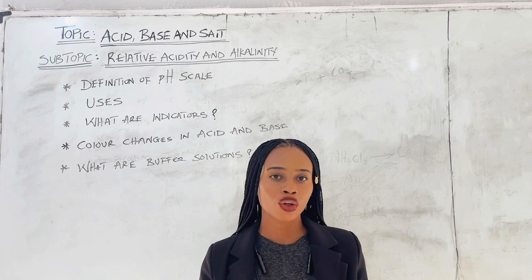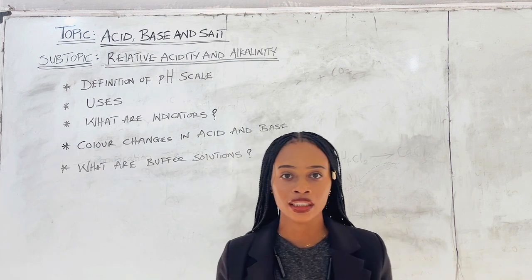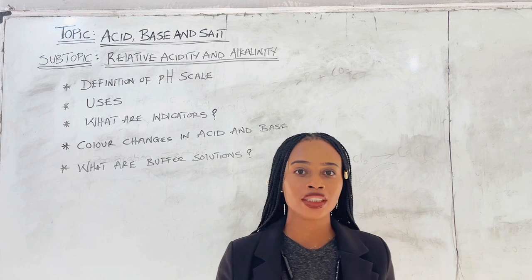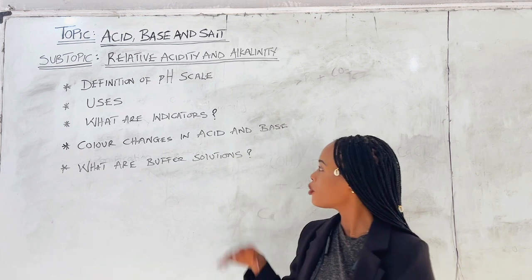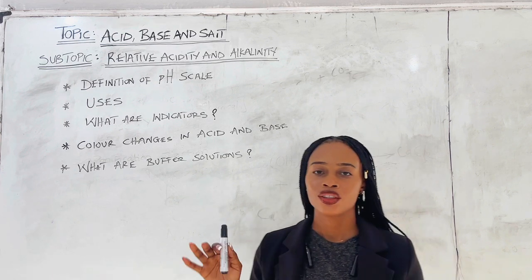So when you see these color changes, it will indicate to you whether your substance is an acid or a base. Like I said, the color change is dependent on the type of indicator used. I hope you understand.